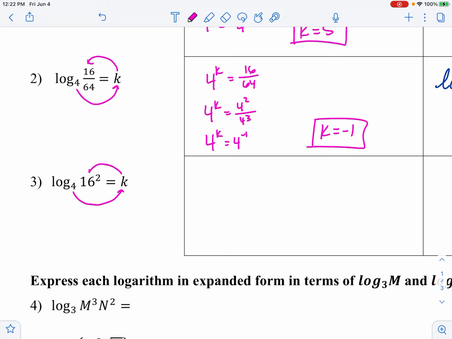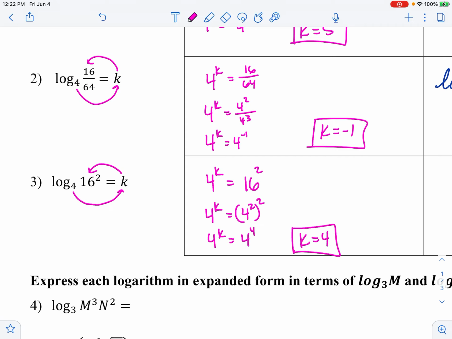4 to the k equals 16 squared. Okay, let's see. That's 4 to the k equals 4 squared squared. 4 to the k, well, I multiply my exponents here, so I get 4 to the 4th. What happens? Well, k must be equal to 4.